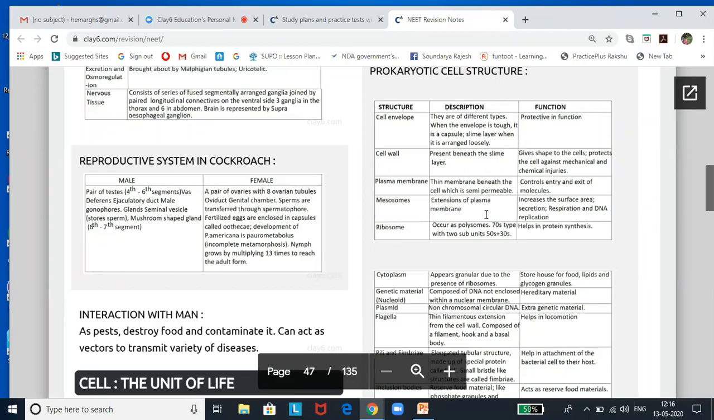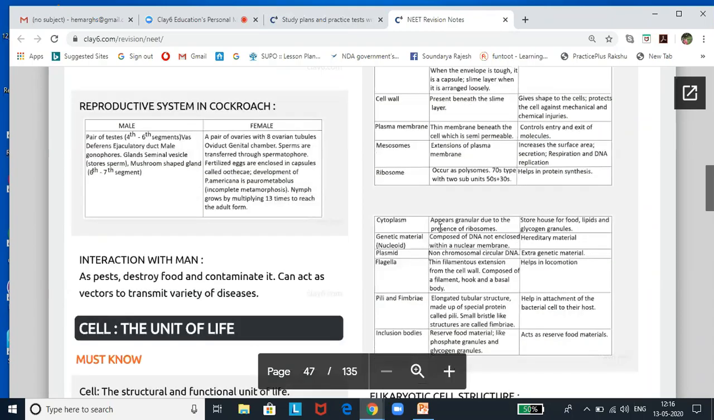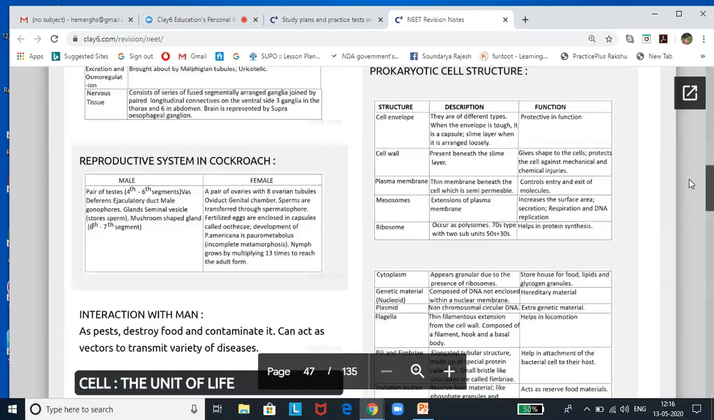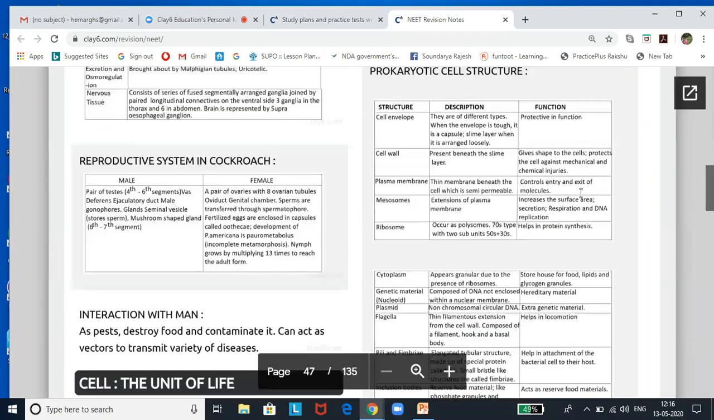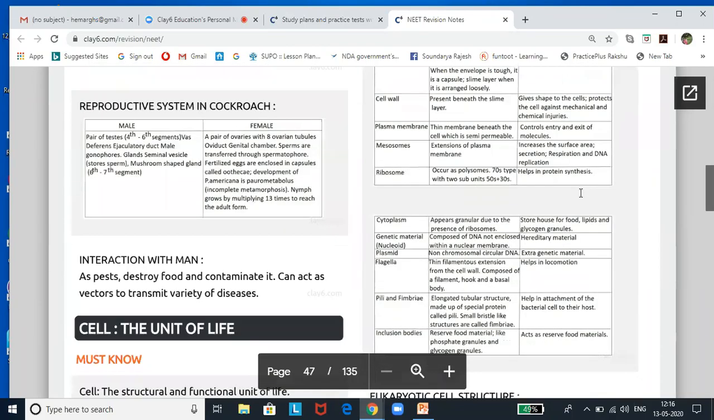If you look at the ribosomes, the larger subunit is called the 50S ribosome and the smaller subunit is called the 30S ribosome, but together the ribosome is of the 70S type. So prokaryotic cells have the 70S type of ribosome, which you have to be aware of.